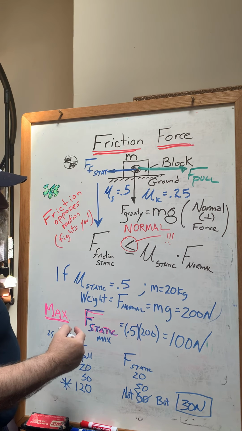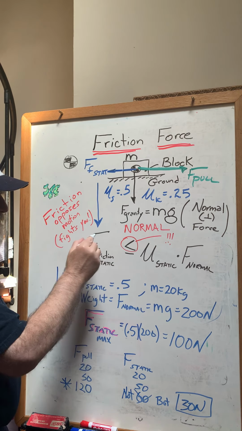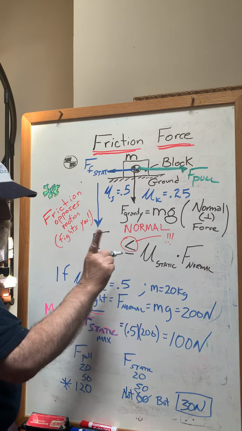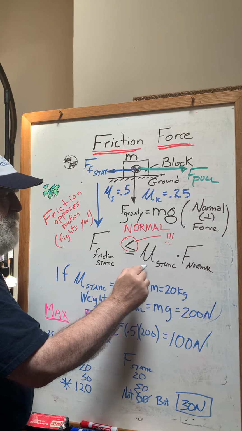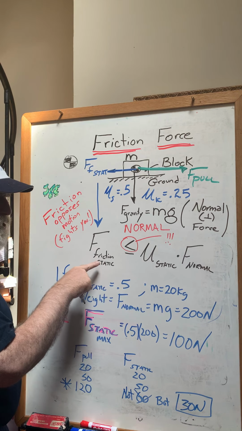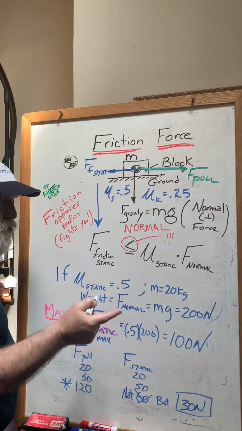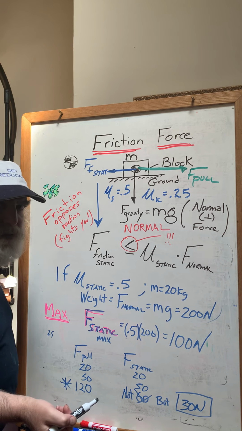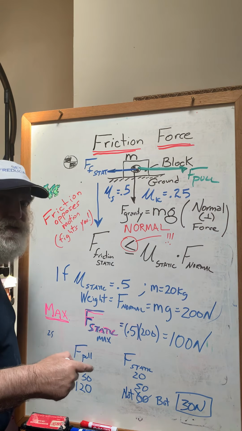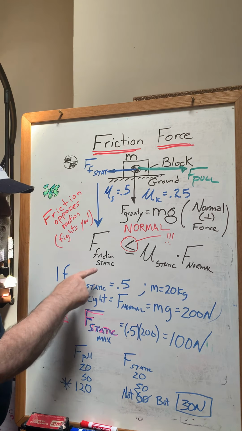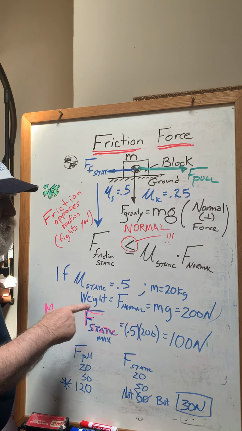The force of friction is less than or equal to something, and I say less than or equal here for a very important reason: the static friction force starts out at 0. If you don't push against something, it doesn't push back. Remember Newton's third law, for every action there's an opposite and equal reaction. If you don't push, there's no static friction back at you.